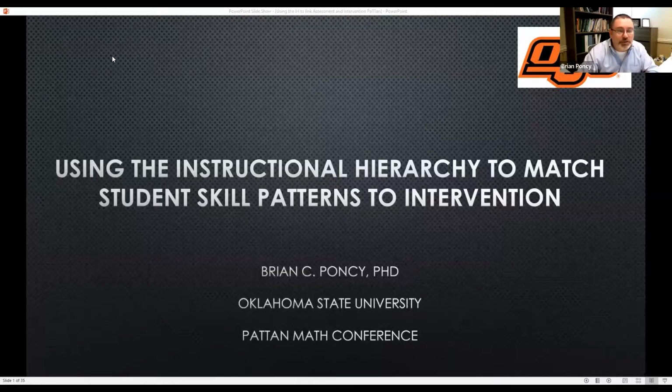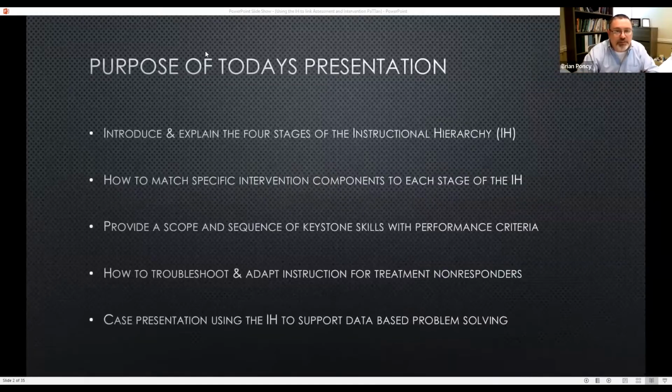So today we're going to talk about using the instructional hierarchy to match student skill patterns to intervention. The purposes for today's presentation: I'm going to introduce and explain the instructional hierarchy and its 4 stages.